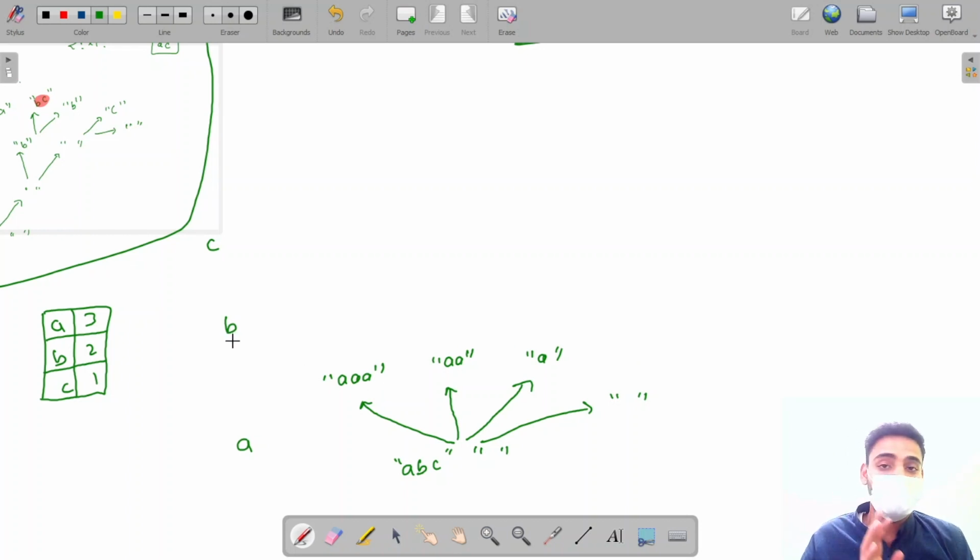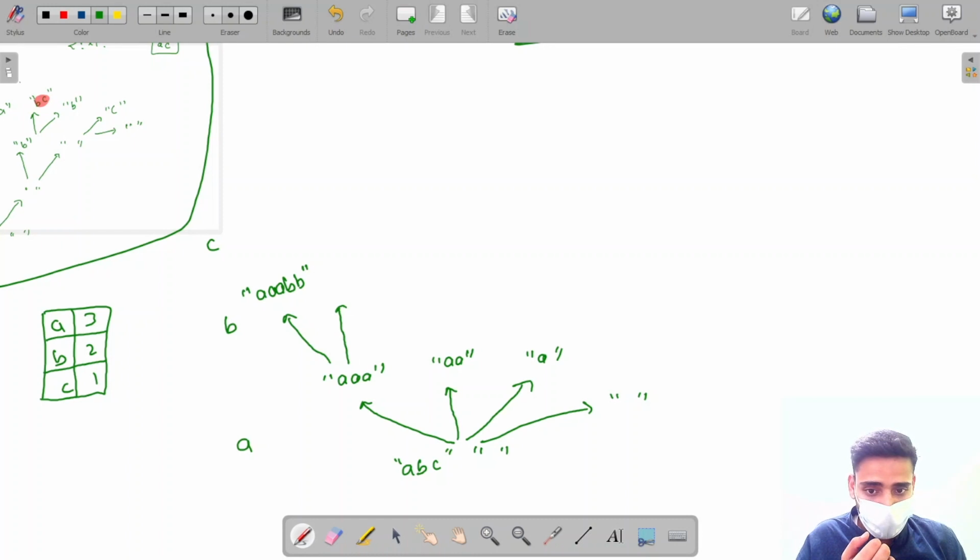Now let's talk about the level of B. Okay, so if we are on the level of B, now B has options. B's occurrence is 2, so it means it can have 3 options. One is B can come all the 2 times. If it comes all the 2 times, the answer will be A, B, B, right? And the second option, it comes 1 time. If it comes 1 time, A, B. And the third option, it didn't come. If it didn't come, then the answer will be triple A, right?